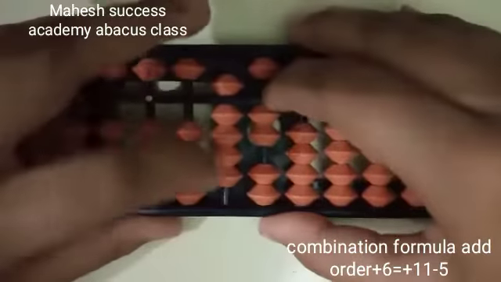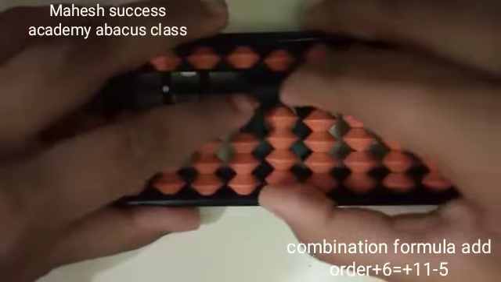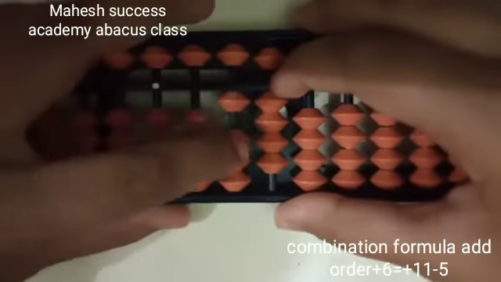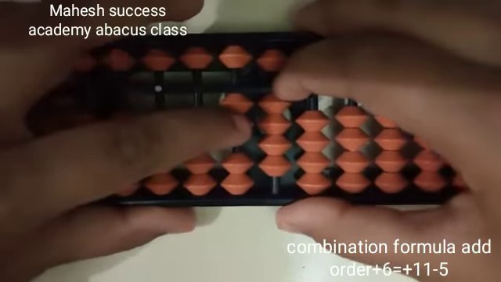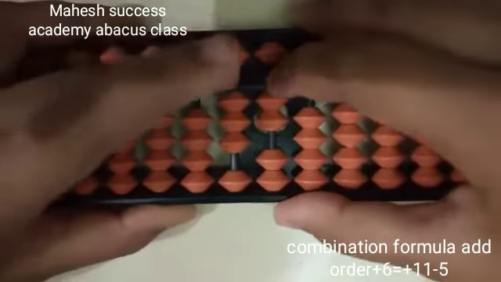Add 86. Add 6 is add 11 less 5. Less 5 is less 10. Add 5, that is 87. Add 14. Add 6 is add 10 less 4. Add 6 is add 11 less 5, that is 32.